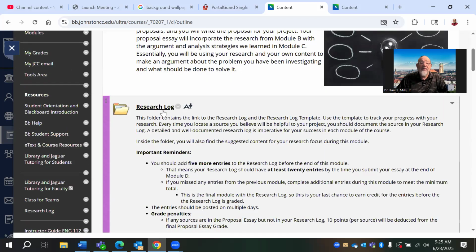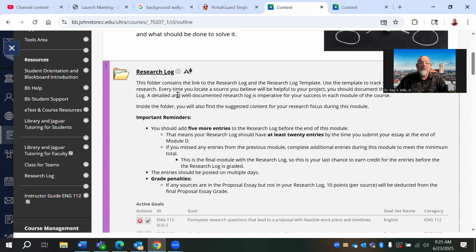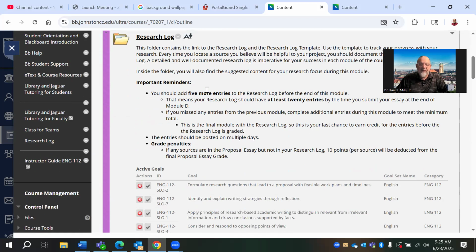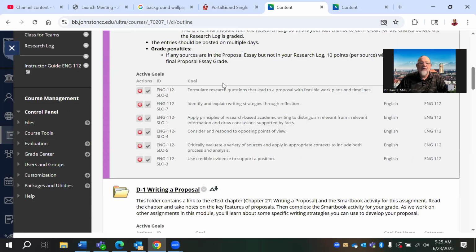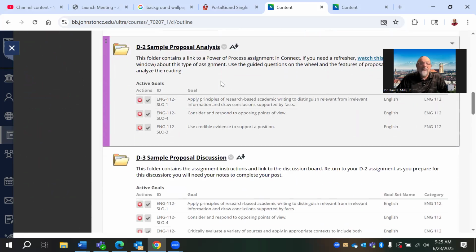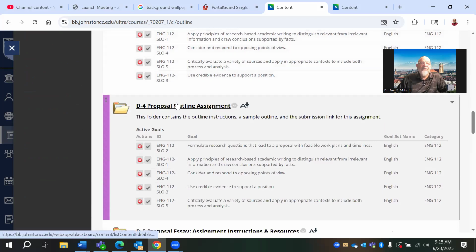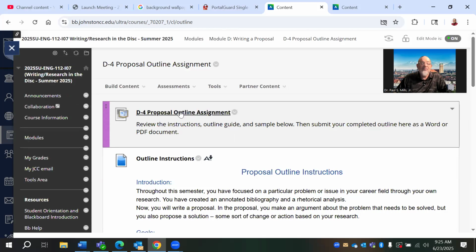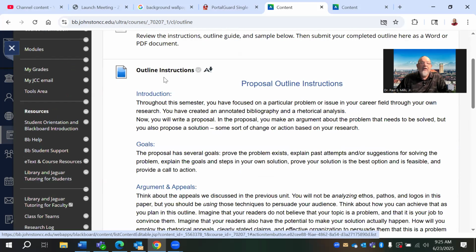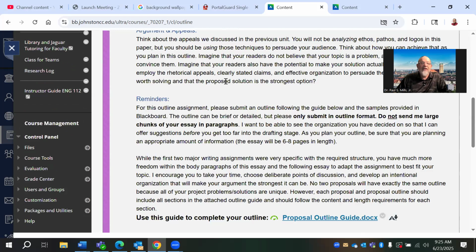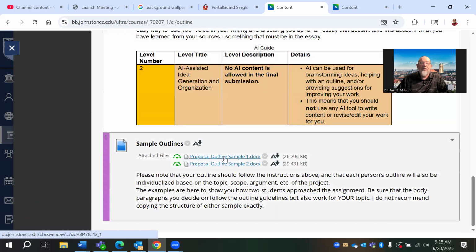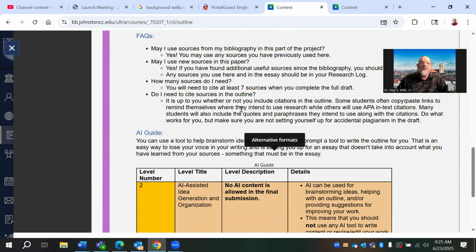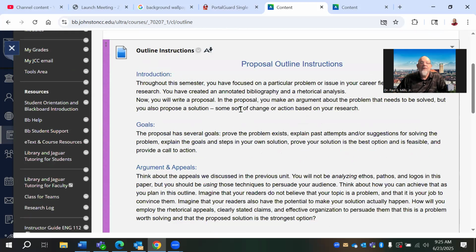Again, I want to remind you that you're supposed to be adding things to your research log during the D module. So make sure that you're covering these rules here. You're supposed to have 20 entries by the time you submit the research log at the end of D module. So scrolling down to the outline assignment, here it is. If you click it, you'll see there's a couple things here. There's somewhere where you actually submit the outline assignment. Here are the instructions for the assignment. And then down below, you've got a couple different samples to look at to make sure that you're following the instructions.